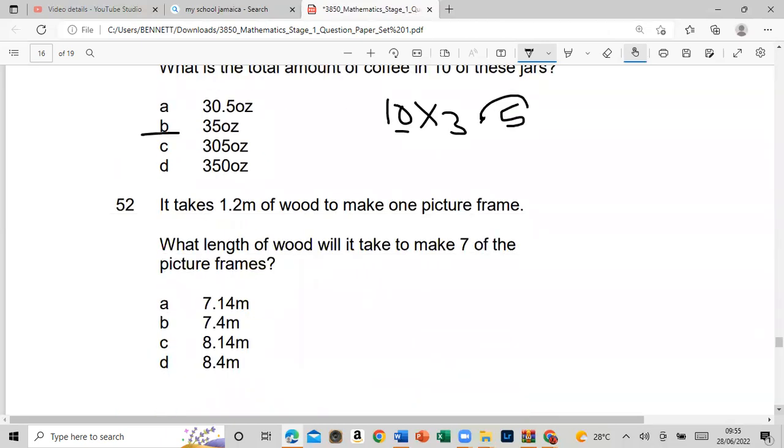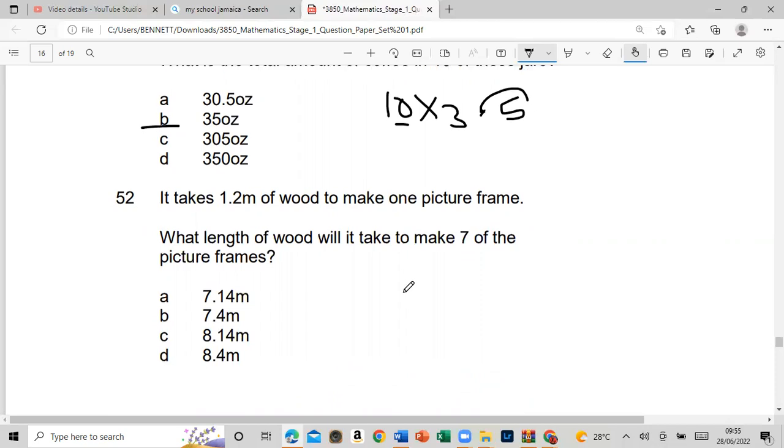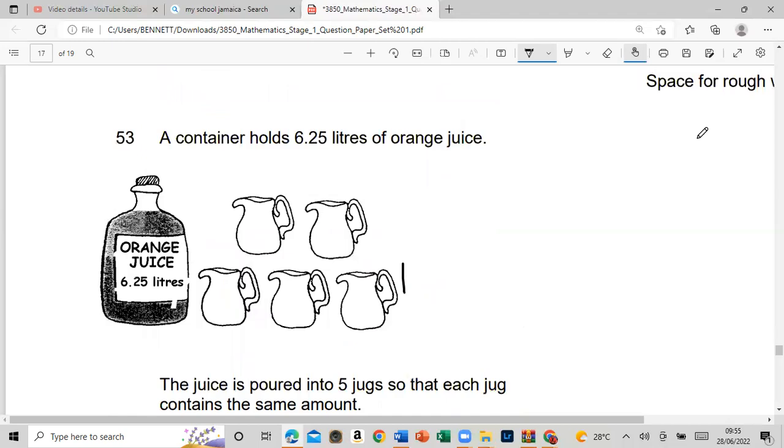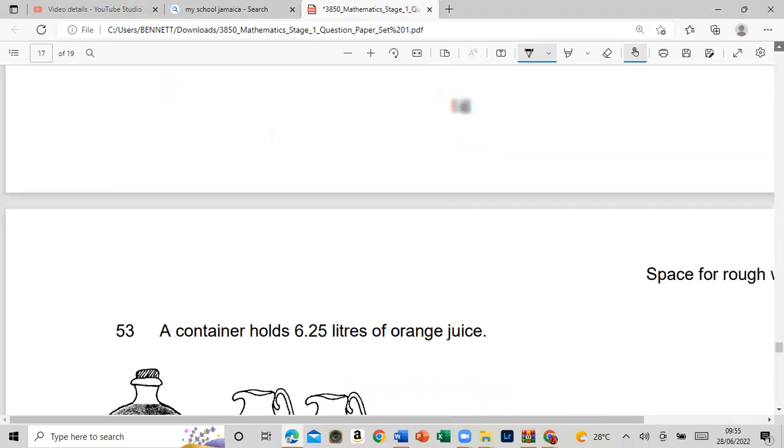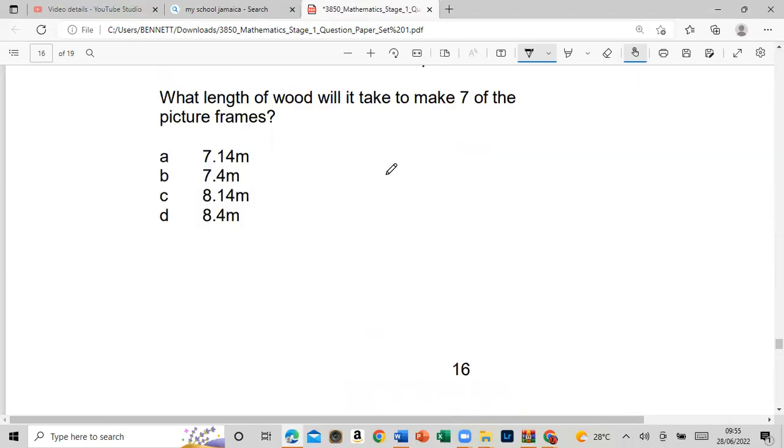All right, 52. It takes 1.2 of wood to make 1 picture frame. What length would it take to make 7 of the picture frames? So that will be 1.2 times 7. So 7 twos are 14, 7 ones are 7, and that's 8.4. Alright, so that's 8.4.